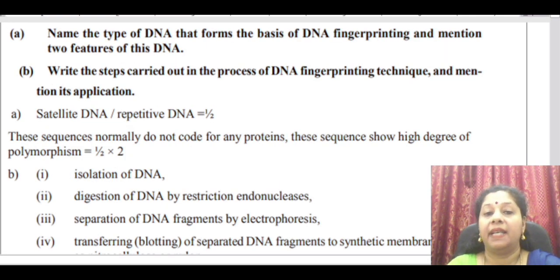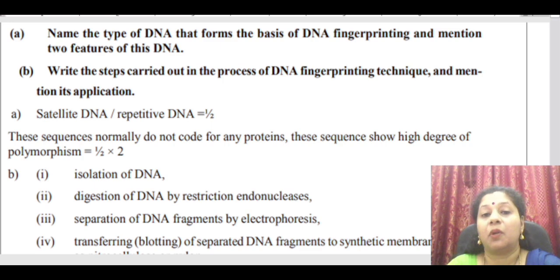Name the types of DNA that forms the basis of DNA fingerprinting and mention two features of this DNA. Usually satellite DNA or repetitive DNA are the basis of the DNA fingerprinting process. These sequences normally don't code for any proteins. They show a high degree of polymorphism.